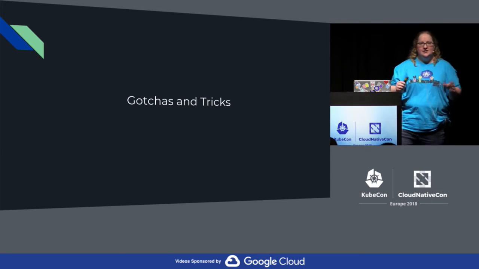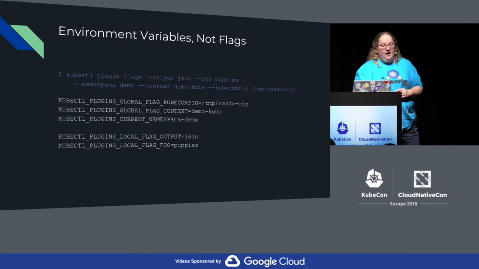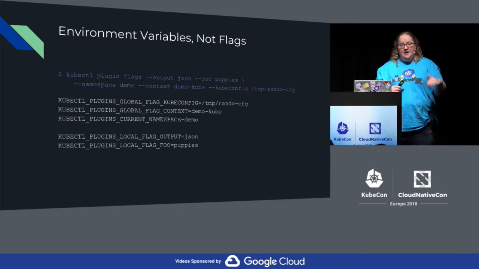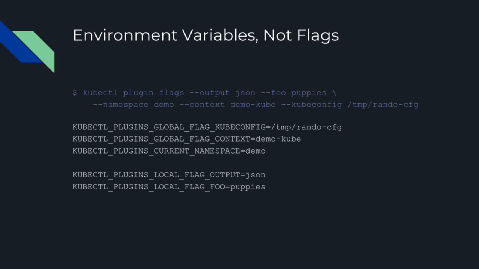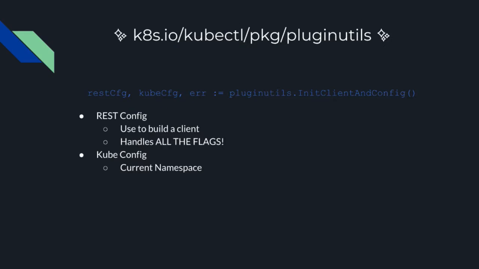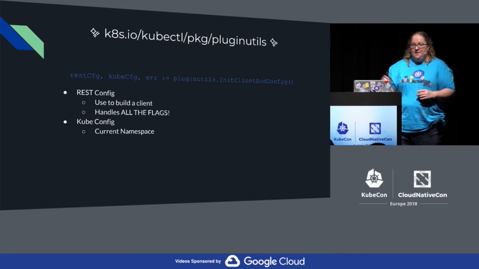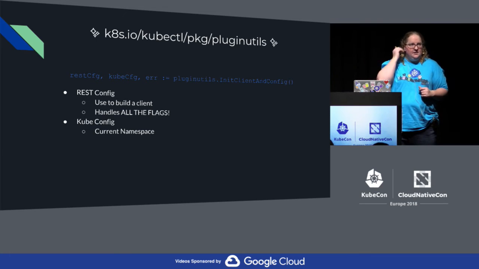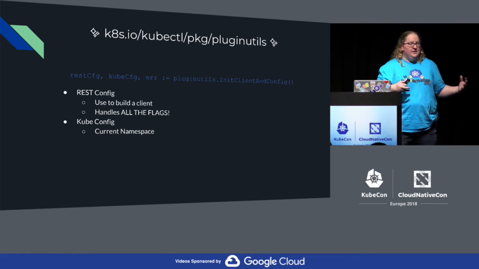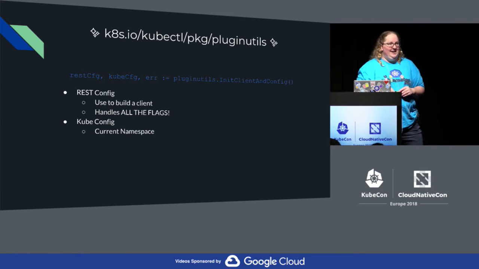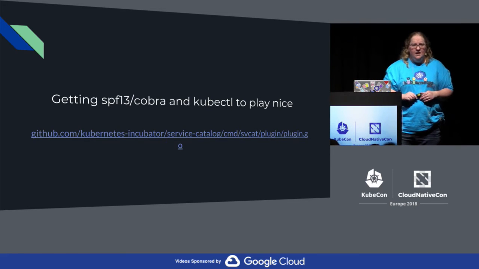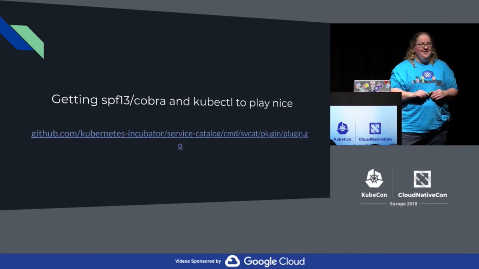I want to go over a couple of the gotchas and tricks you need to know when working on a plugin. One, as I mentioned before, I'll type all of these different flags at the command line, and they come to me as environment variables, which is fine depending on what you're doing. But when it comes to loading in all my configuration, that can be a huge pain very quickly. So I definitely recommend using Jonathan's plugin utils for a consistent way to load up your client, have it handle all of the flags, and figure out the current namespace so you're not rewriting a lot of logic.